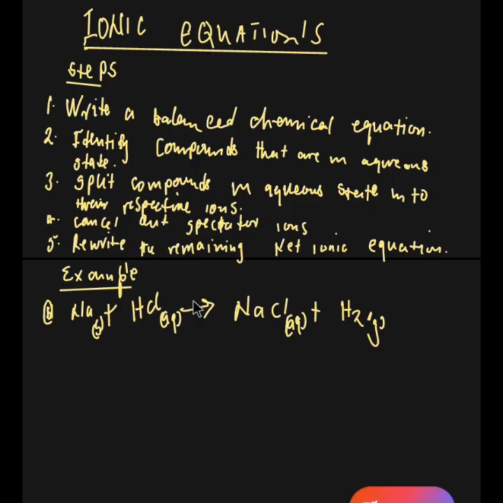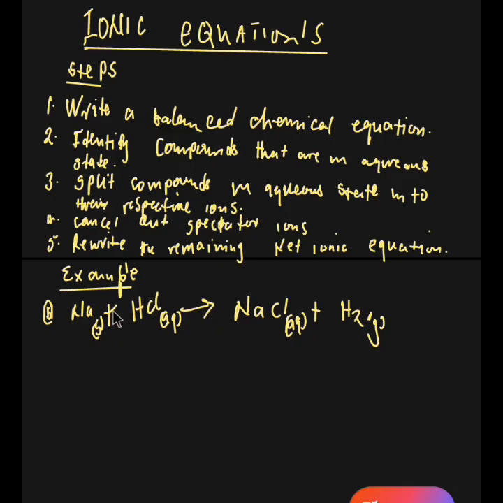So now, sodium, we have one atom of sodium on the reactant side and one atom of sodium on the product side. Hydrogen, we have one atom of hydrogen on the reactant side and two atoms of hydrogen on the product side. Then chlorine, we have one atom of chlorine and one atom of chlorine on the product side. So now what is not balanced is hydrogen.